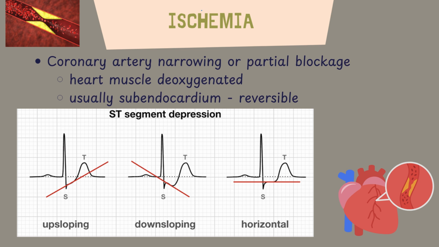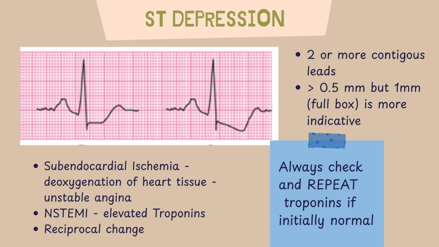So on the EKG, ischemia shows up as ST segment depression. This depression is usually horizontal or downsloping. It's seen in 2 or more contiguous leads. It's considered significant at 0.5 millimeters, that's half a small box, though 1 millimeter, a full box, is more specific and easier to pick up.